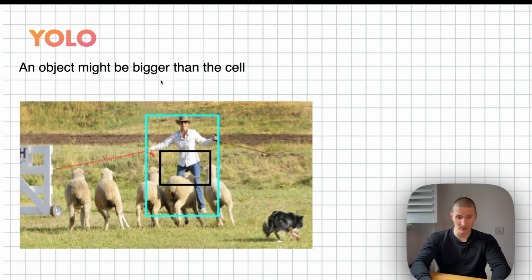In addition to that, an object might be bigger than the cell. So we only look at the center of the object to determine which grid cell should be responsible for recognizing this object. But the object itself can be bigger. That also means that we can increase the quality of the model, or at least the number of objects it can recognize, by making the grid cells smaller, and it still doesn't prevent it from recognizing big objects like this.